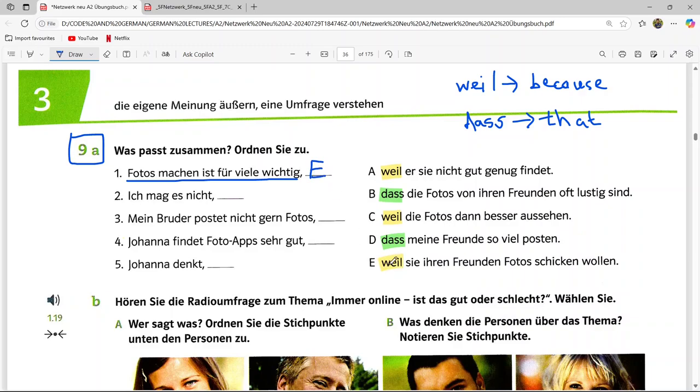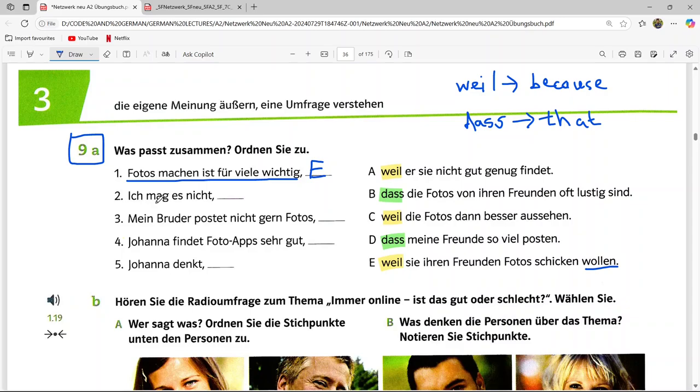See, "weil" is used because it is an effect, and the reason is explained here, and the verb is moved to the very end. Okay, next one, ich mag es nicht. So, I don't like it. Okay, I don't like it that you do that, like this.